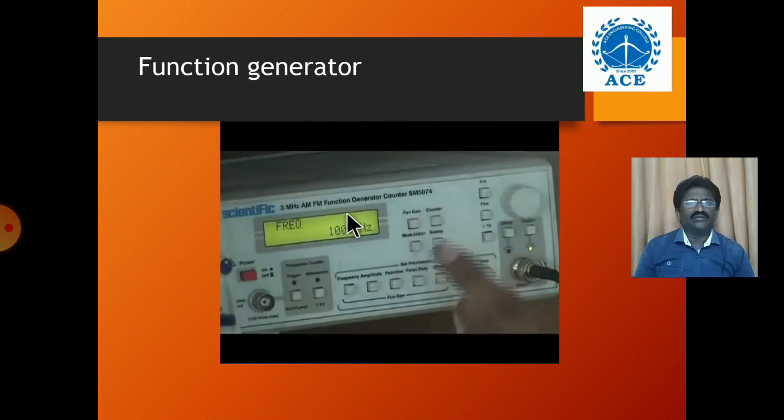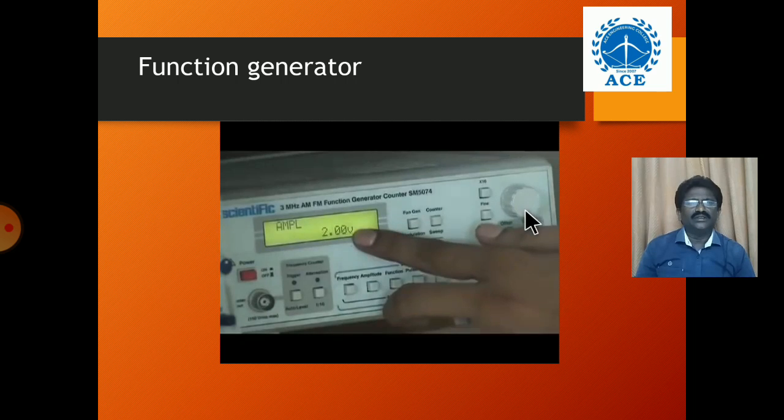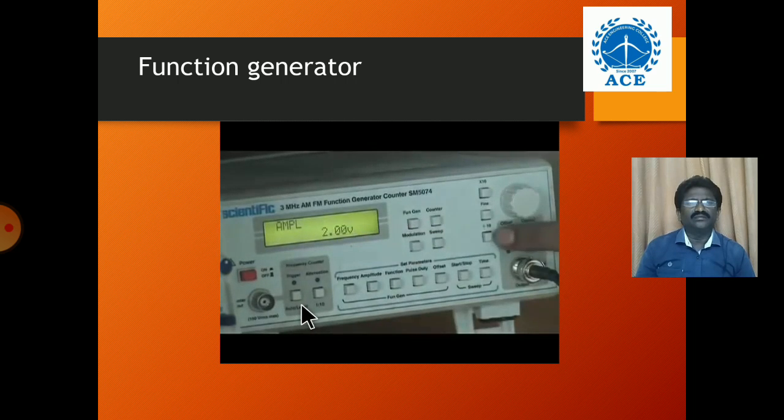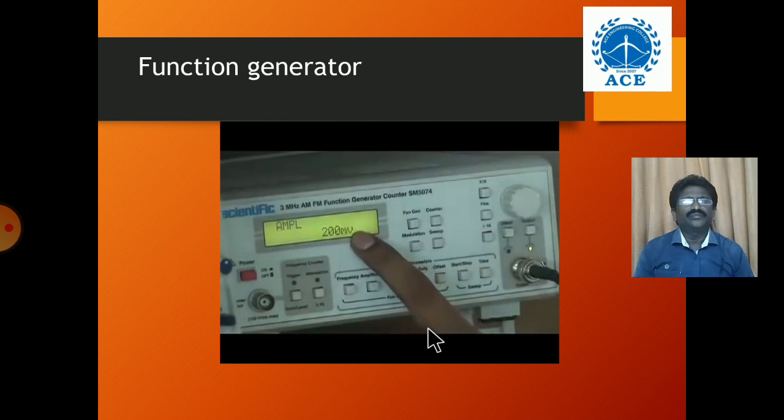Next, if I want to change the amplitude, these are the selected frequencies, 2 volts. If I want to change it, I use the same knob. So you can change the amplitude of the waveform like this. Right now the unit is in volts. If you want to make this unit millivolts, you have to divide by 10 or multiply by 10. So you can change the decimal values also like this. If you divide it by 10, now you can see your unit became millivolts.